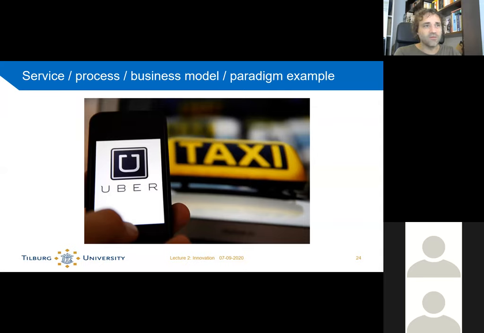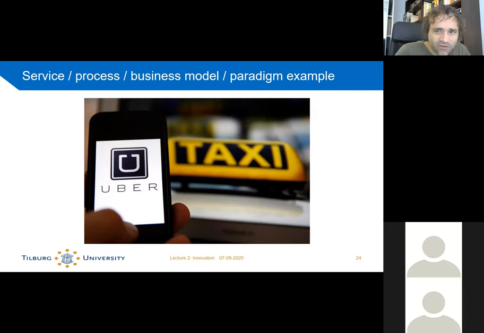Things like Uber and Airbnb are examples of basically innovation in everything. Uber has really changed the whole taxi business. It has forced other taxi companies to think about changing their strategy as well. It's a new business model, because Uber and also Airbnb, they don't actually own anything. They're just a platform, and they work with flex workers who do the driving or the delivering for them. They deliver a new process, and it's a new service.